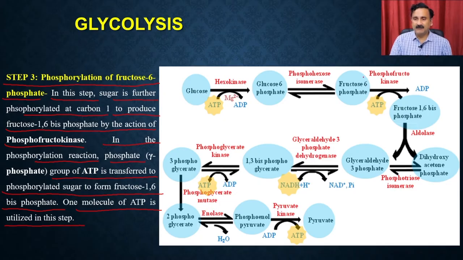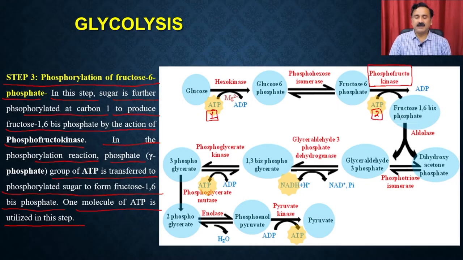So in step 3, the fructose 6-phosphate is going to be phosphorylated with the help of ATP, and it is going to generate the fructose 1,6-bisphosphate, and the enzyme name is phosphofructokinase. So you can see that it is actually going to consume two molecules of ATP. One molecule is here, the other molecule is here, right?